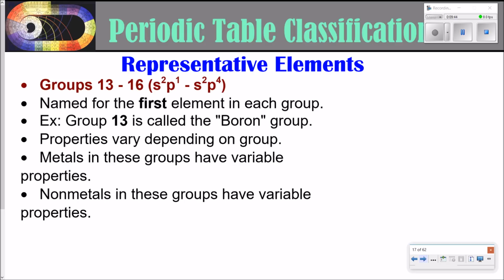Groups 13 through 16 are named for the first element in each group. For example, group 13 is called the boron group, because boron's at the top of that group when you're looking up and down. The properties vary depending on the group, and they'll have both metals and nonmetals, because remember, these fall on the metalloid line. The metals in these groups have variable properties, and the nonmetals in these groups also have variable properties.